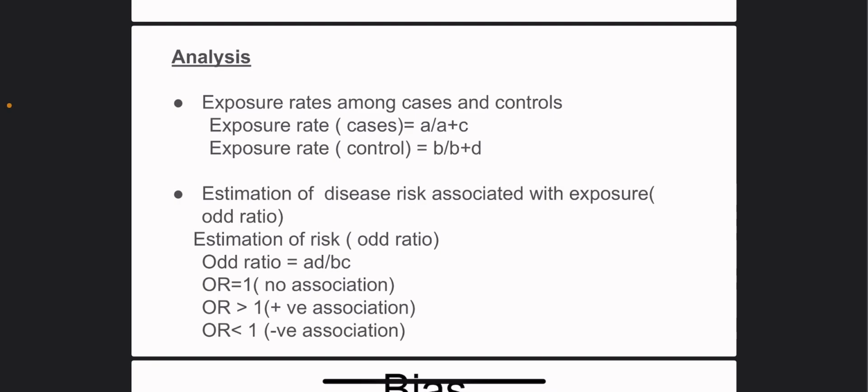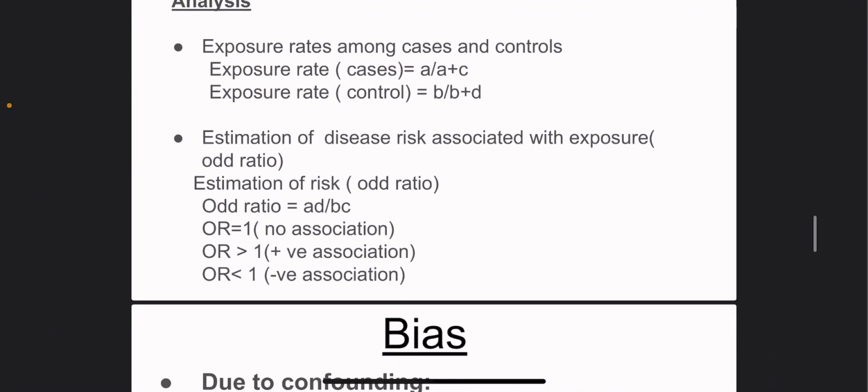You construct a 2 by 2 table with cells A, B, C, and D. On the top of the table, you have to write the disease, and on the left side, you have to write the exposure. In that way, you calculate exposure rate among cases, that is A by A plus C. Exposure rate among the control group is B by B plus D.